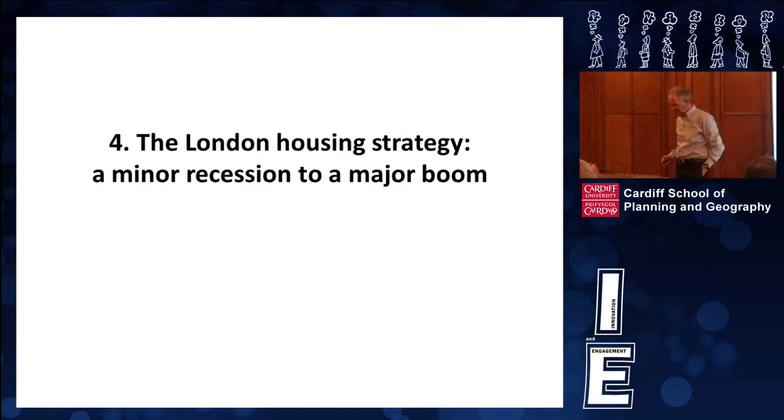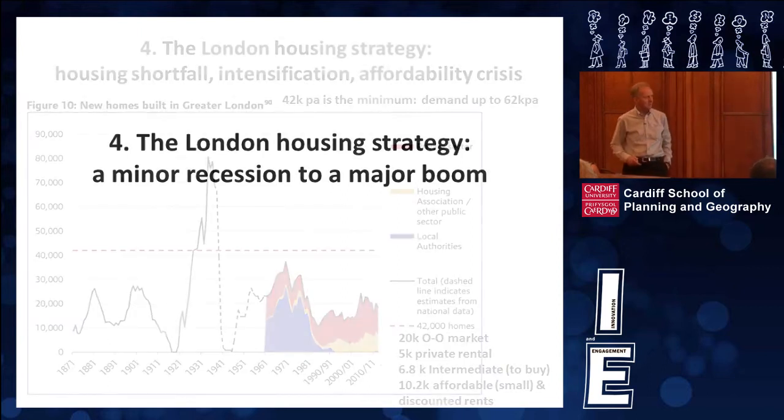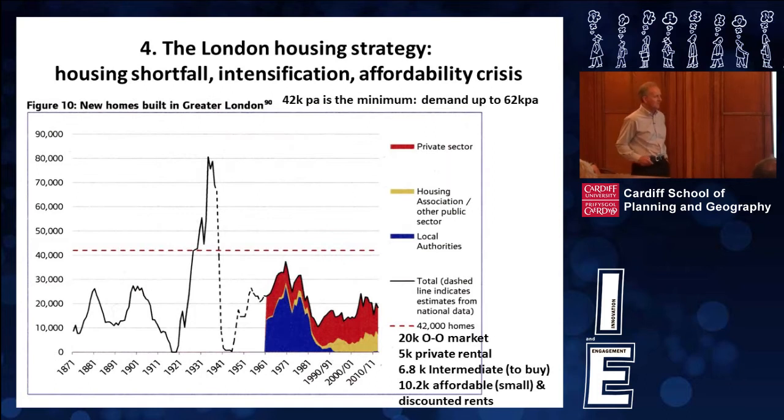This is really where the rubber hits the road, so to speak, and where things become truly interesting, complex, and insoluble. 42,000 homes per annum. The good thing is that London has developed a strategy with the 26 boroughs. Going to build 42,000 homes a year. The demand is reckoned to be up to 62,000, so there could be problems. But already, look at the gap between the 42,000 and the existing.